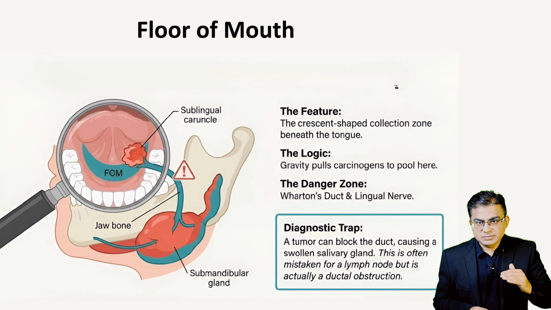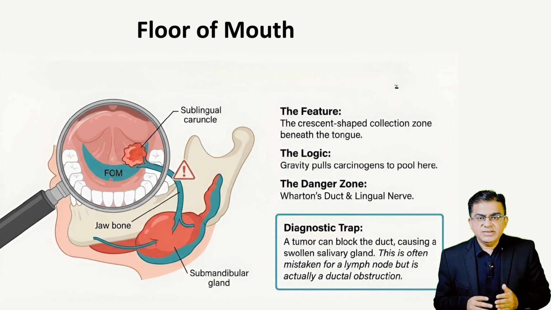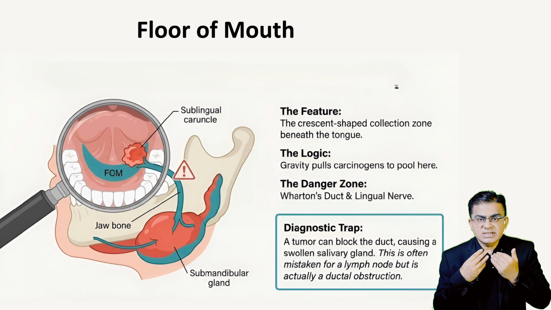Lift the tongue up now. You see the floor of mouth. This is like a gutter. If a patient chews tobacco, gravity pulls the carcinogens to pool right here.